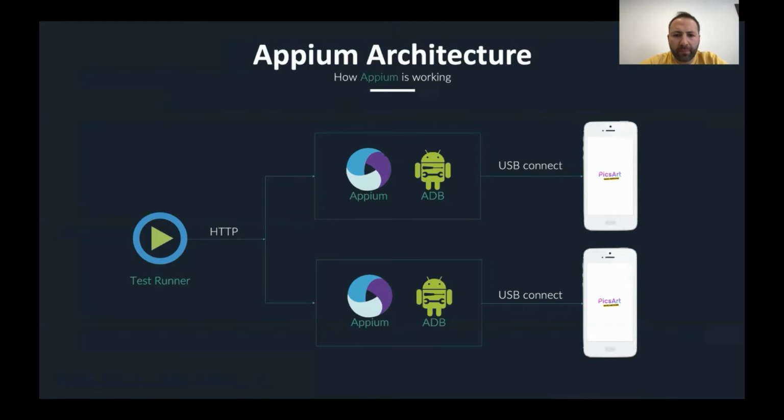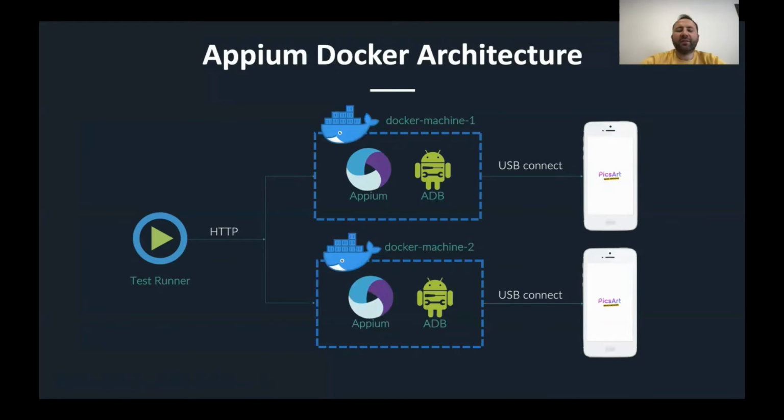So when we talk about Appium Dockerization, it means that we put the Appium and ADB part of this structure inside the Docker container. For every phone connected to the test environment, it connects through one Docker container, and inside the Docker container we have Appium and the Android Debug Bridge (ADB), which allows us to connect the test through the Docker machine to the phone.